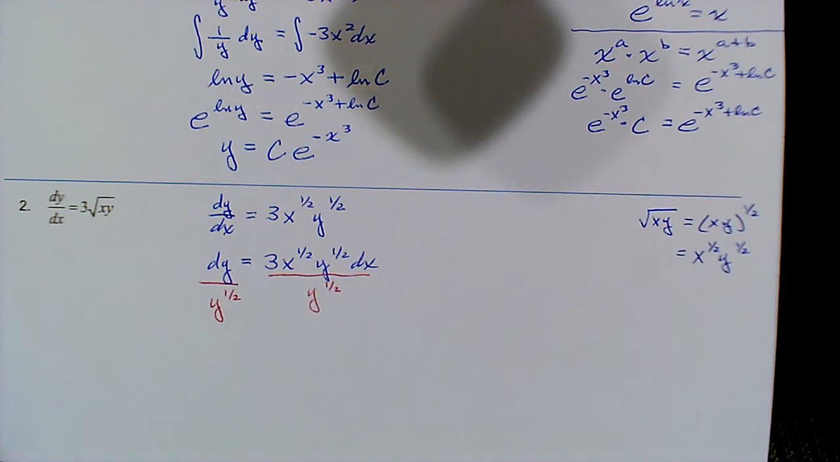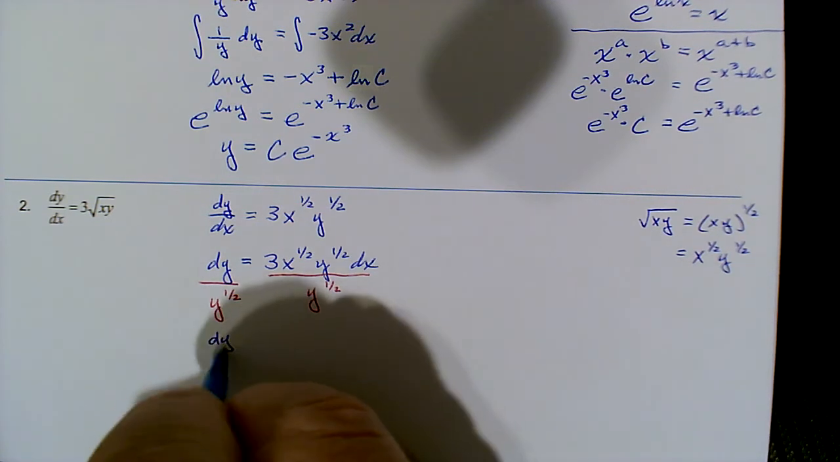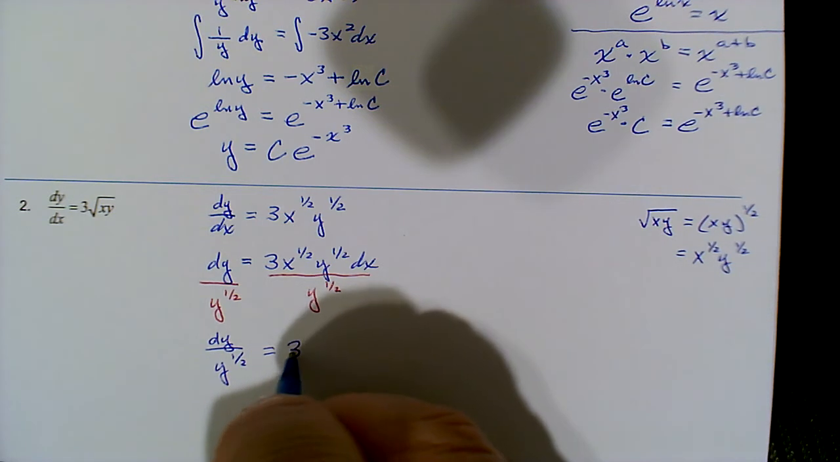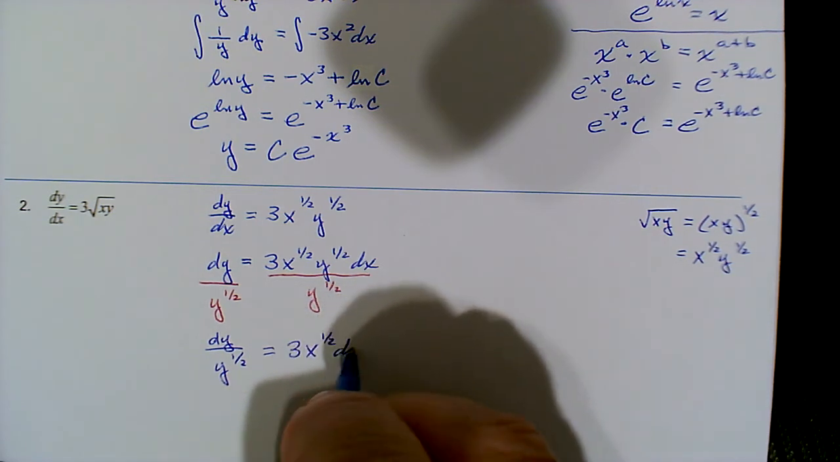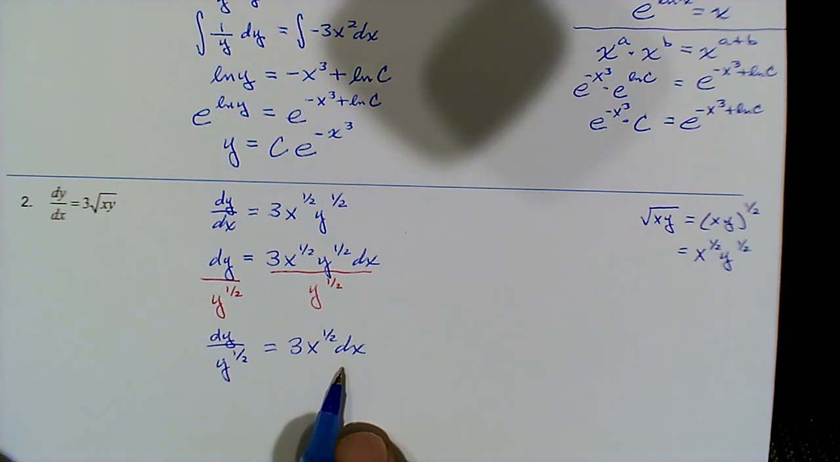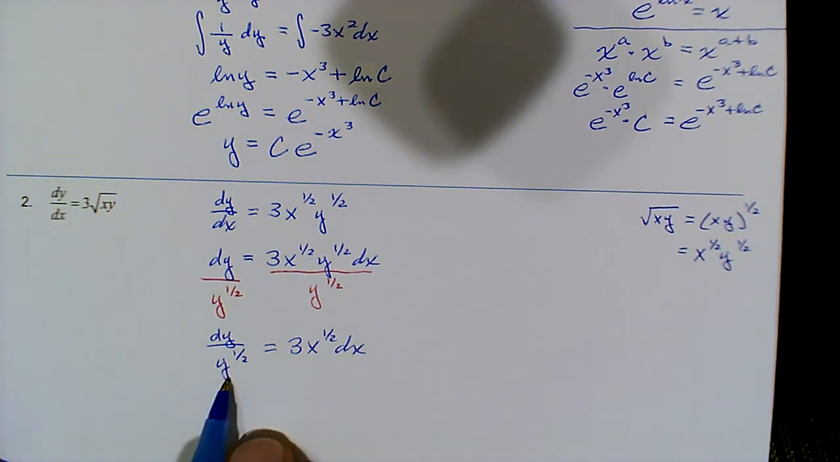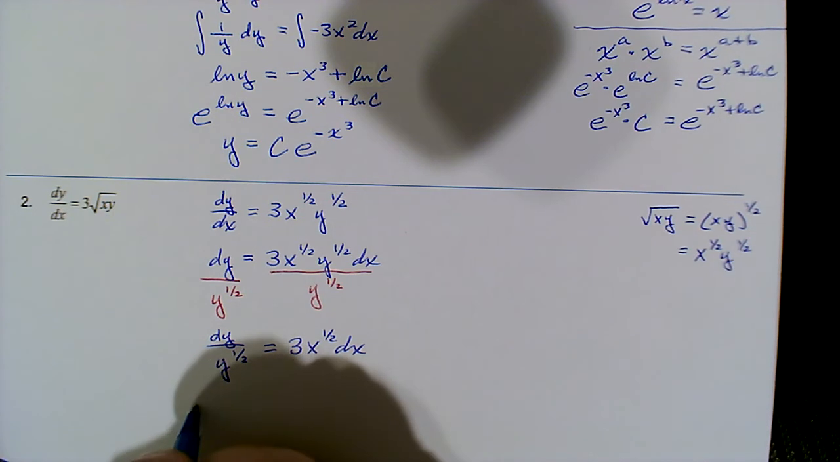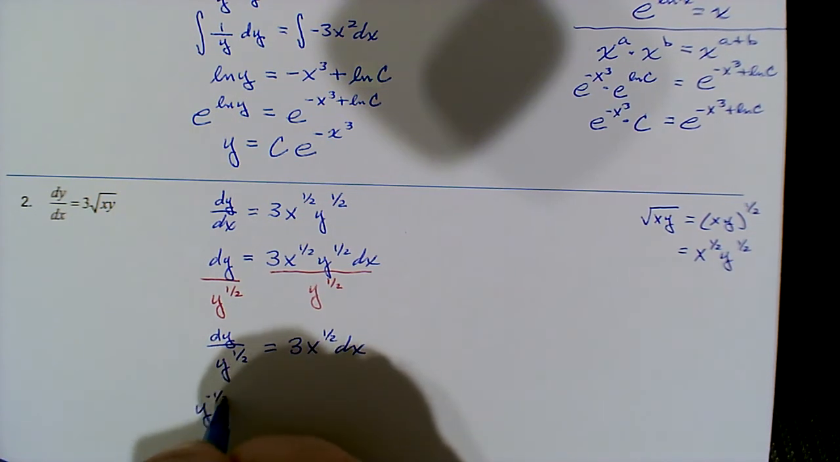And the variables are actually separated now. So we've got the y's with the dy's and the x's with the dx's. Now in order to integrate dy over y to the 1/2, because there's a power in the denominator of y, you want to swing that up to the numerator. And let me throw the integral symbol in front of each side as well. So we're going to integrate y to the negative 1/2, and then integrate 3x to the 1/2 with respect to x.